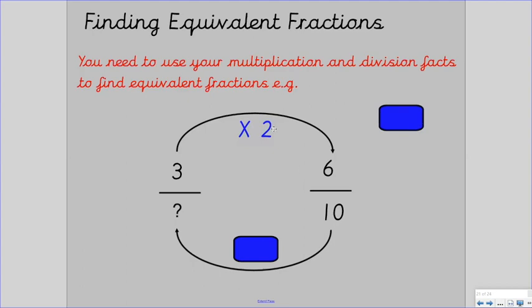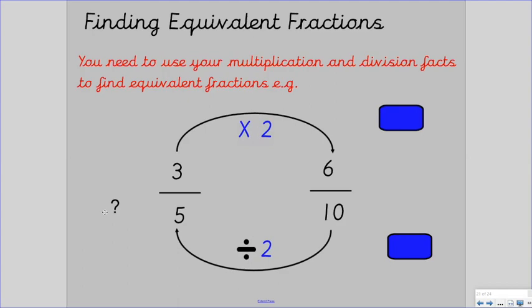Now I'm going to use my knowledge of inverse operations, the opposite operation. If I'm going to times 3 by 2, I get 6. If I divide 6 by 2, I get 3. And that's what I mean by inverse. Okay, I'm doing the opposite operation. So to find my missing denominator here, I need to do the inverse. I need to divide 10 by 2. And that will give me my missing denominator. So hopefully you've all worked out now that if I divide 10 by 2, it will give me 5.